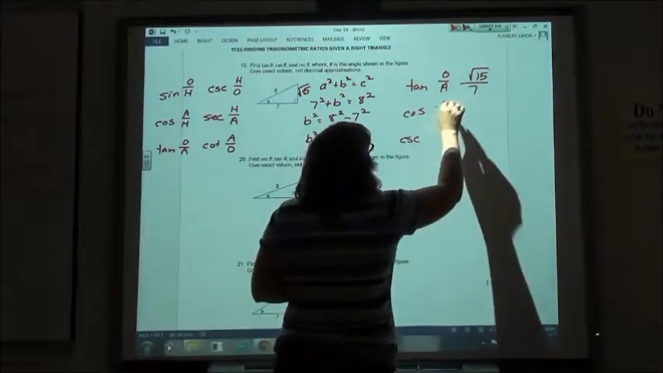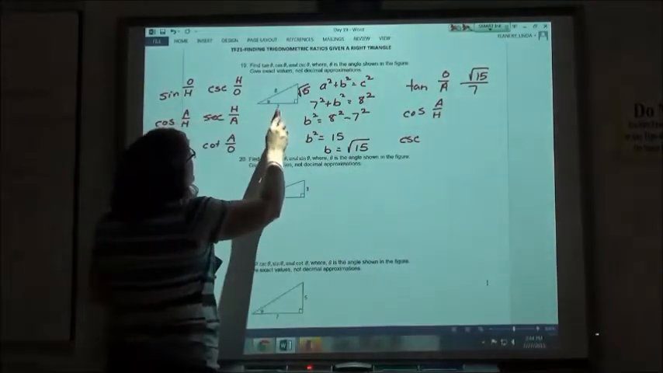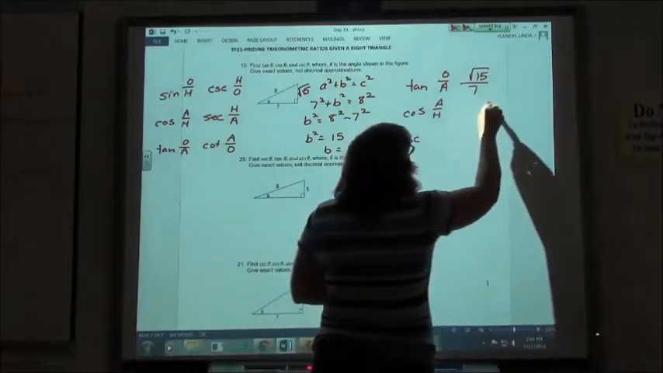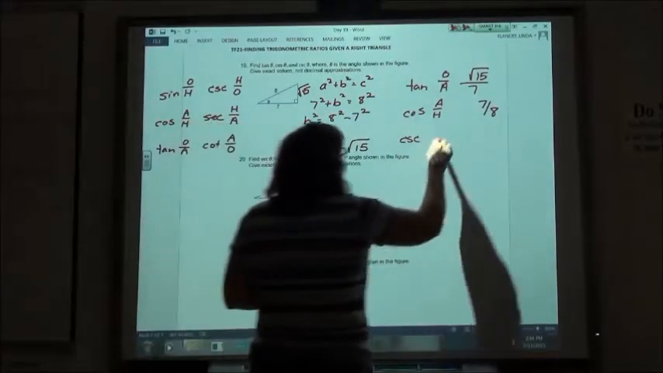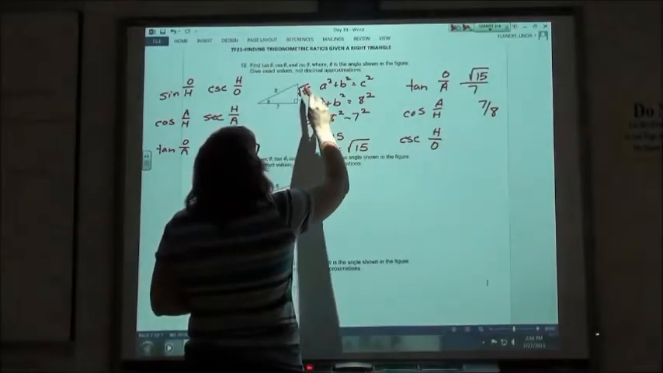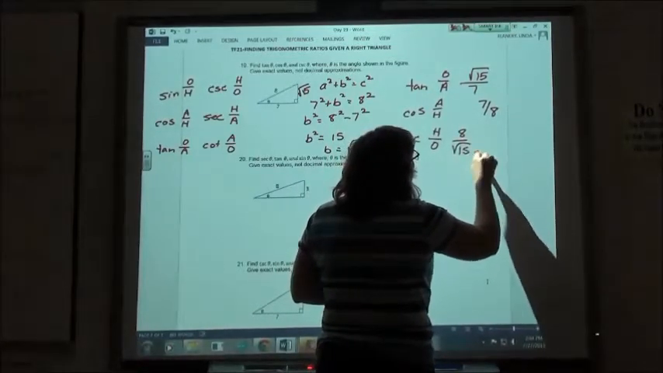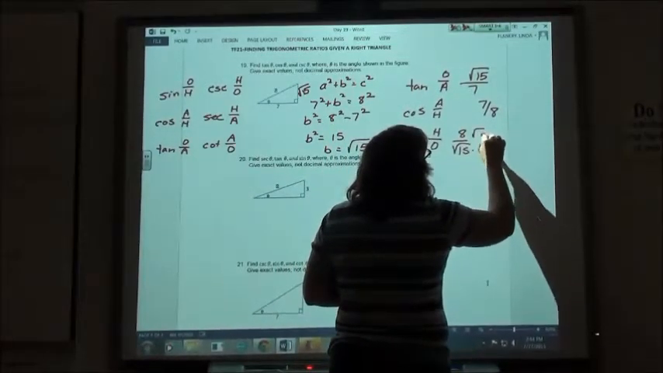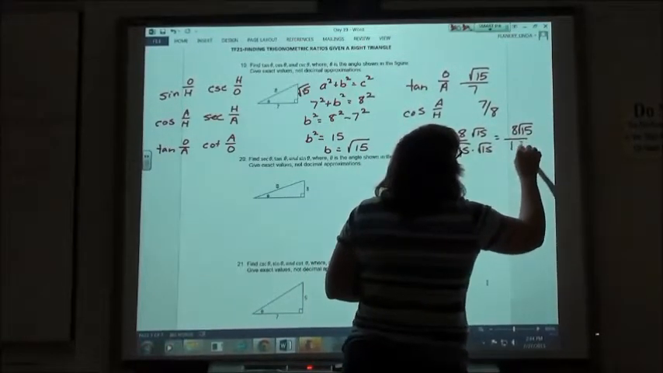Cosine, adjacent over hypotenuse. The adjacent is 7, the hypotenuse is 8, so 7 over 8. Cosecant, hypotenuse over opposite. My hypotenuse is 8, my opposite is square root of 15. We have to rationalize that. So we get 8 square root of 15 over 15.